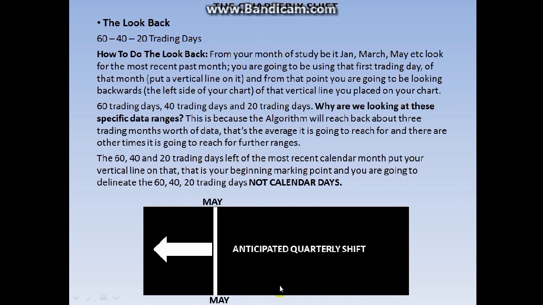What you're going to do is go to the 1st of May. Currently we are in June. So you go to the 1st of May and place your delineation on the first trading day of the month of May. Then you look back 60 trading days to the left of it: 16 trading days, 14 trading days, 20 trading days to the left of the month of May. That is how you cast your look back.